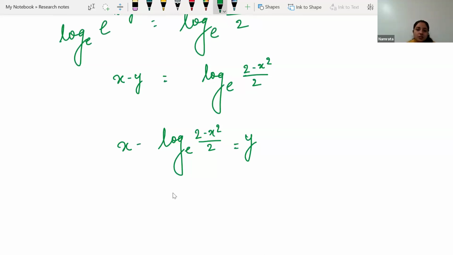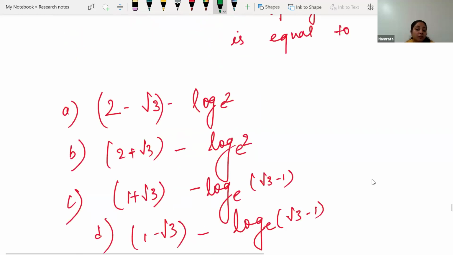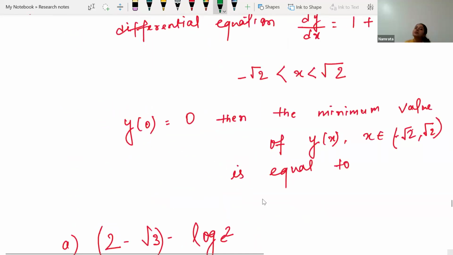Okay, let's see the question. We need to find the minimum value of y. In the previous class, we had the discussion on minima and maxima, how to find the minimum value, how to find the point of minima, how to find the maximum value. This question is about that minima only. We have to check the point of minima lying between minus root 2 and root 2. The x interval is given. From there we have to find the y value by substituting that point of minima.